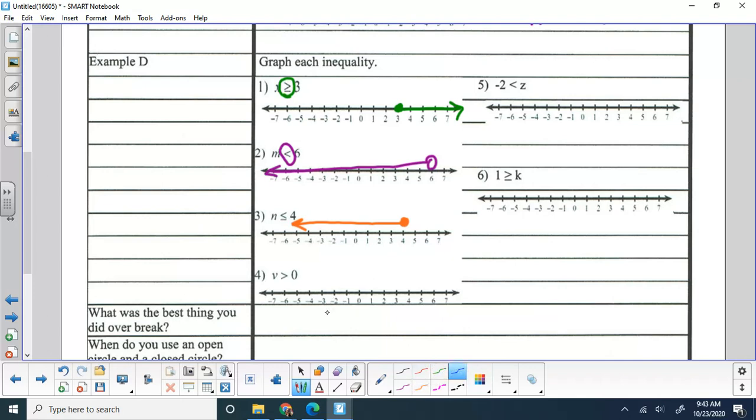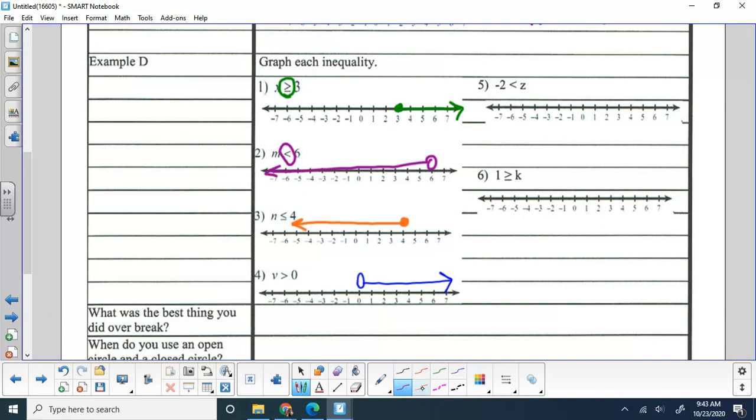All right, would you use an open or closed circle for number 4? Hopefully you said an open circle. And this is read, V is greater than 0. So we're going to go ahead and extend it over the numbers that are larger than 0.